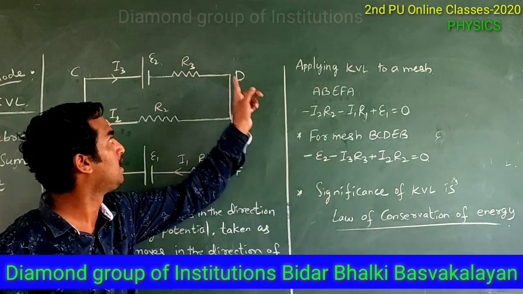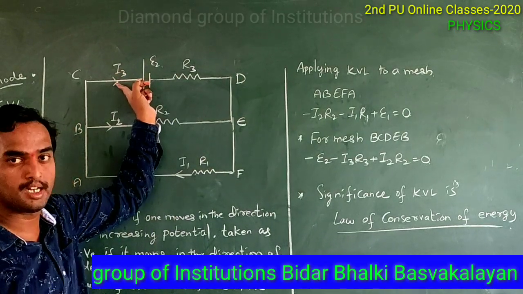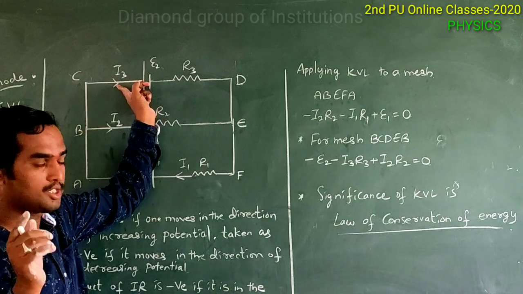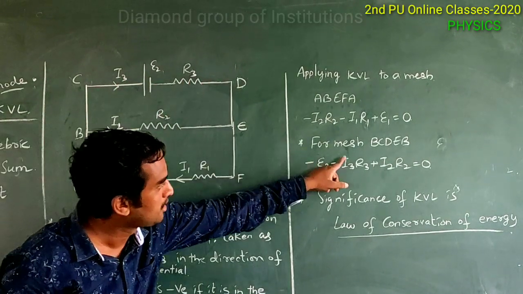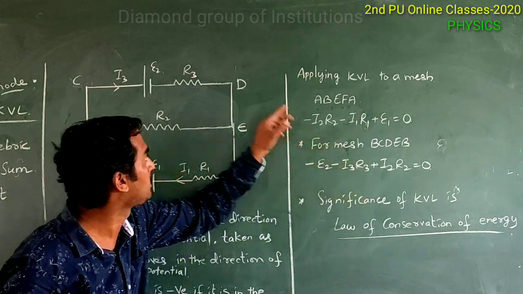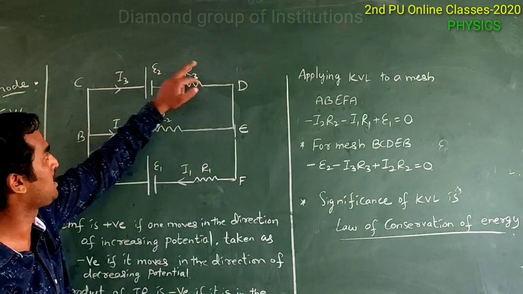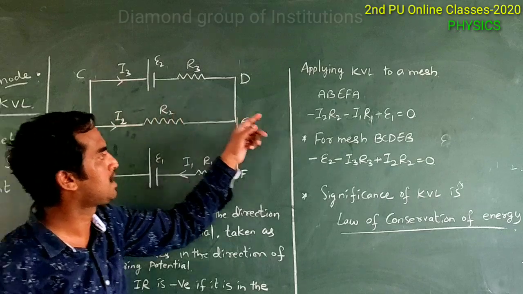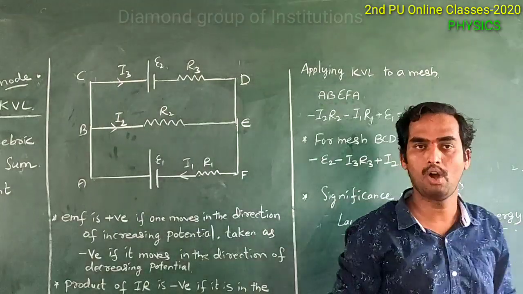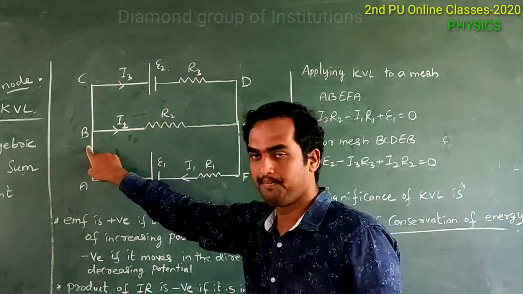E2. Next, here again the current direction, whatever the current direction is there, see here I3 into R3, it is the same in the direction of CD. We are moving from C to D, the current direction is also the same. So what will be the answer? Minus I3 into R3. And next come to the E to B.